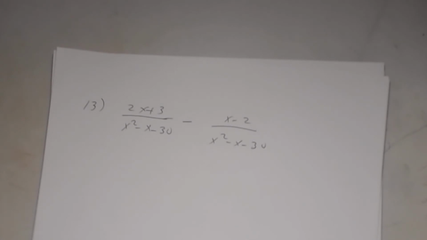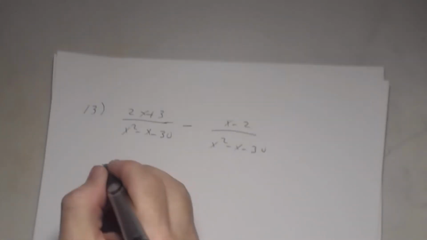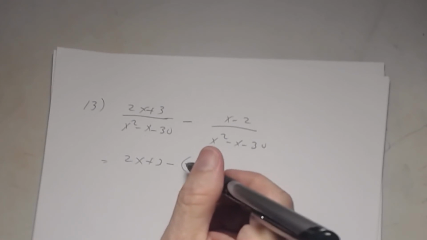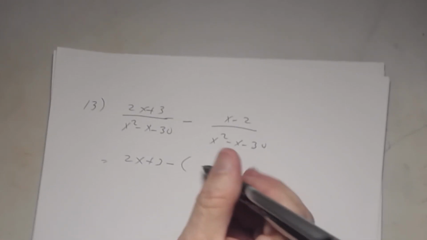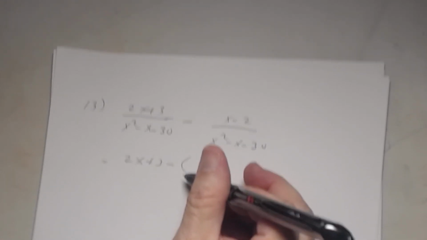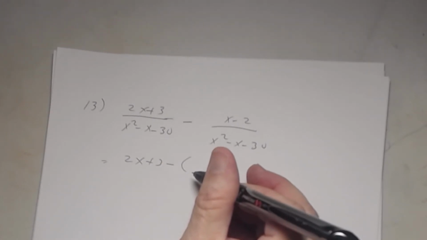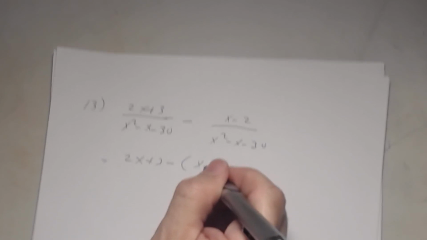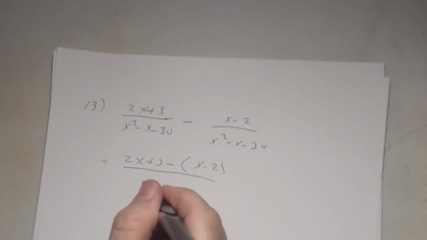So what are you going to do here? You're going to combine them as one fraction because the denominators are the same. So you're going to say 2x plus 3, use parentheses on the second, minus, x plus 2. If you didn't want to put parentheses, then you better say 2x plus 3 minus x plus 2. And the denominator is x squared minus x minus 30.